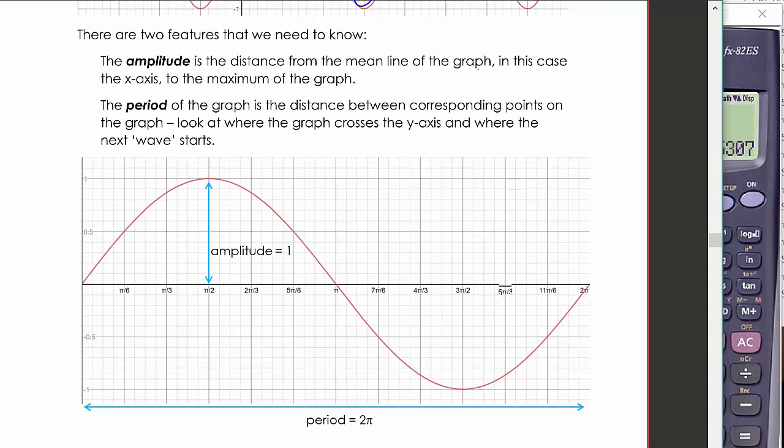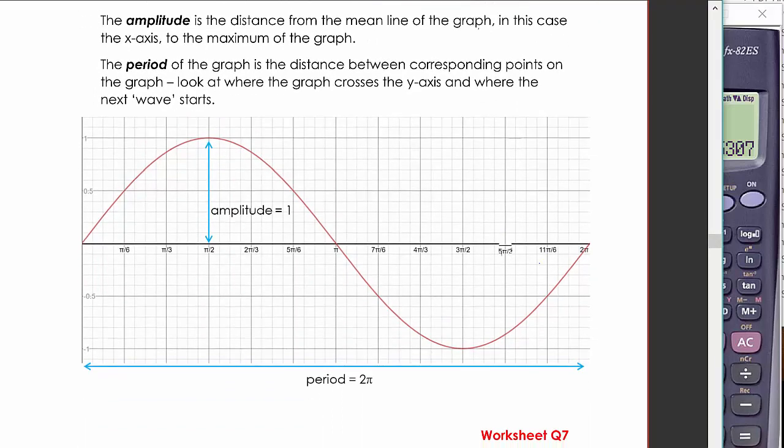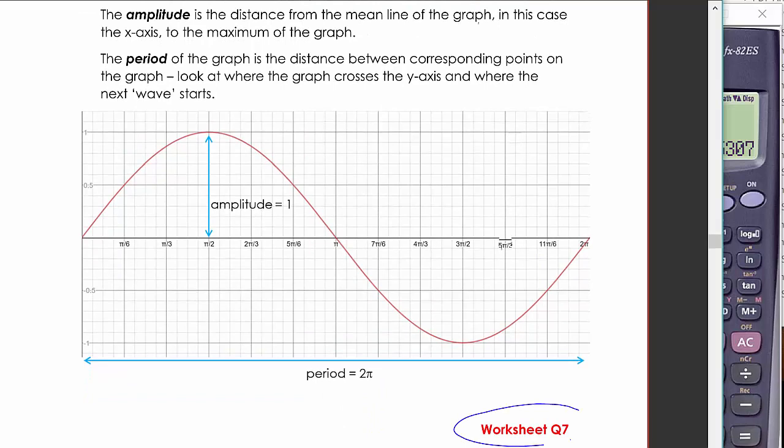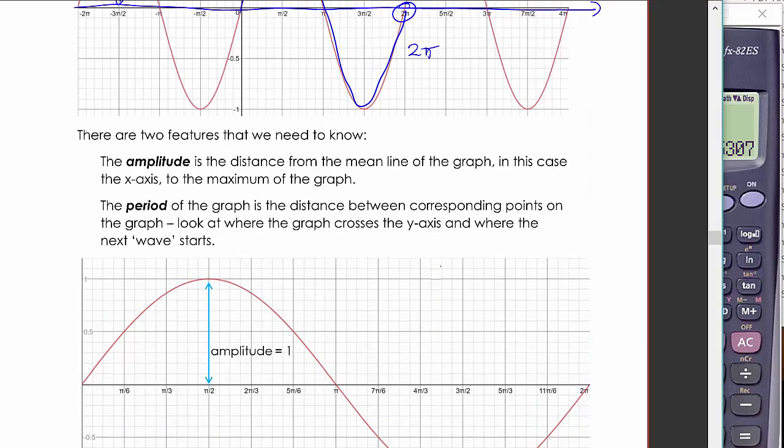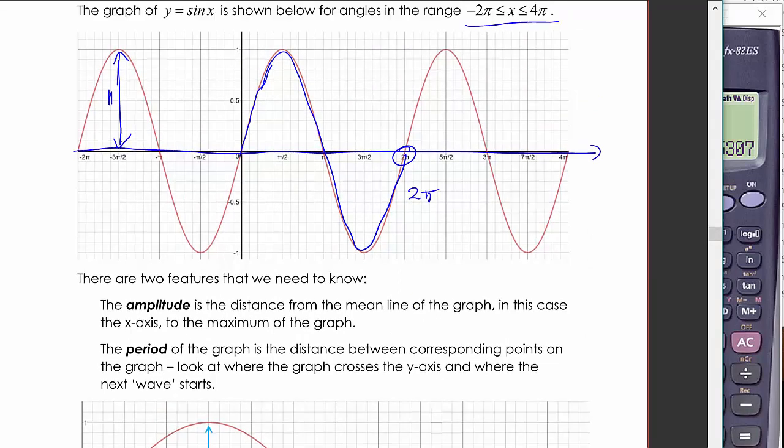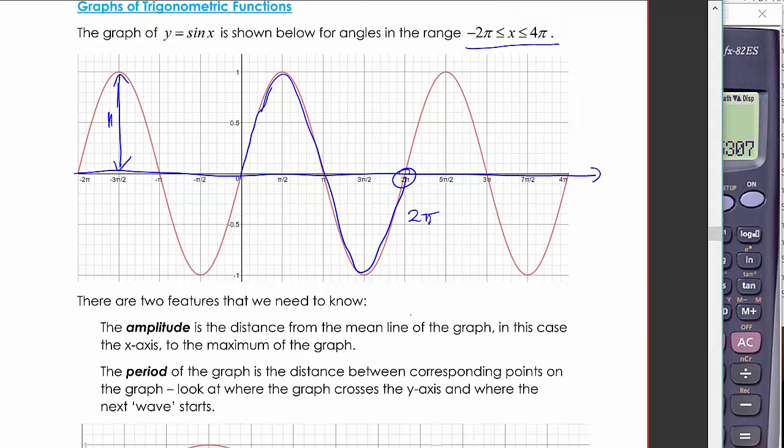So we've done that here. Amplitude is 1, period is 2 pi. And now you're going to go onto the worksheet and you're actually going to investigate, I think, the cosine. And you'll see it's very, very similar to the sine. Have a good look at the sine here before you go and have a look at the cosine, and you'll see how closely related they are.